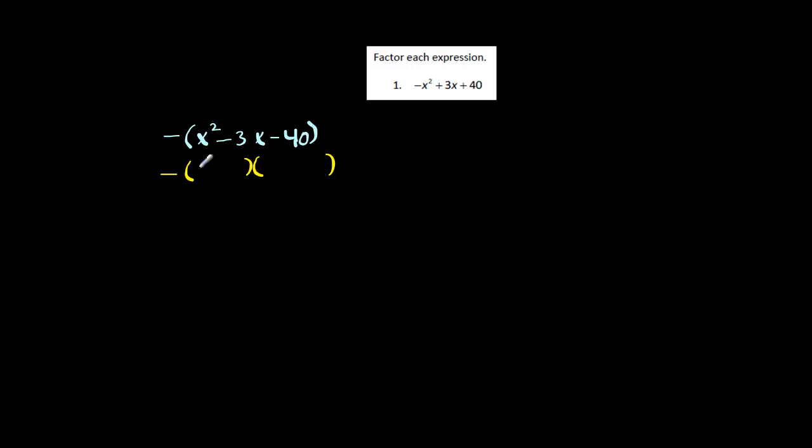and error. To get the x squared, you need x and x. Factors of 40 that when multiplied give you negative, or when added give you negative 3. That's going to be 8 and 5, so negative 8 and positive 5. That's your answer.